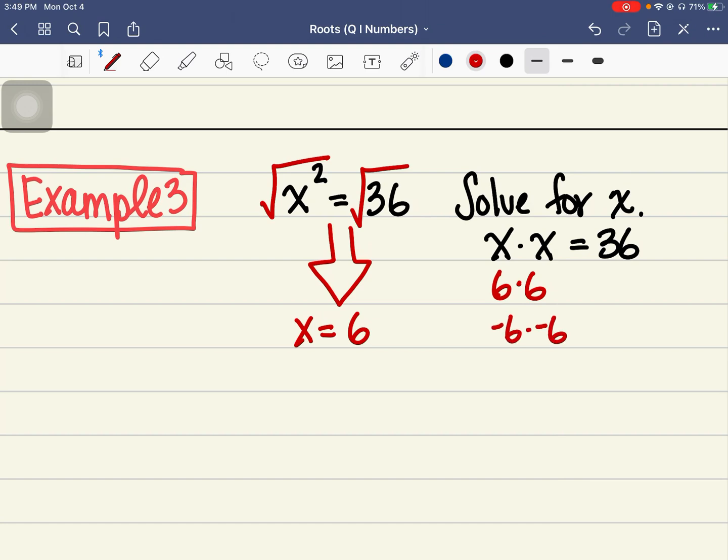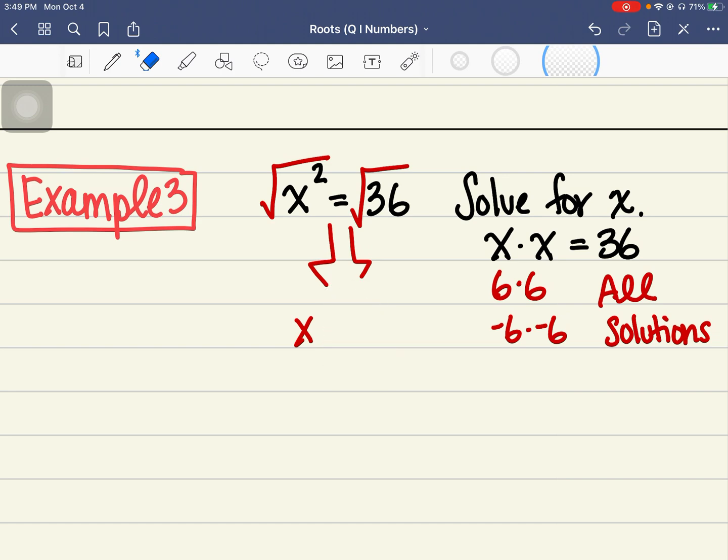So if I want all the solutions, all the possible answers, then this is going to be positive or negative 6, and that would be our answer.